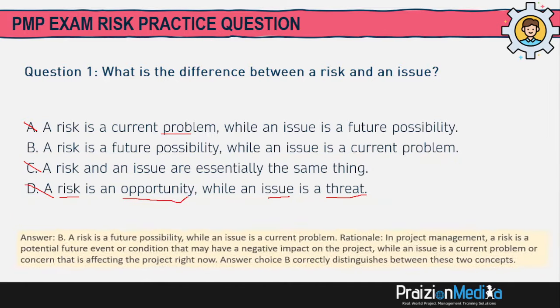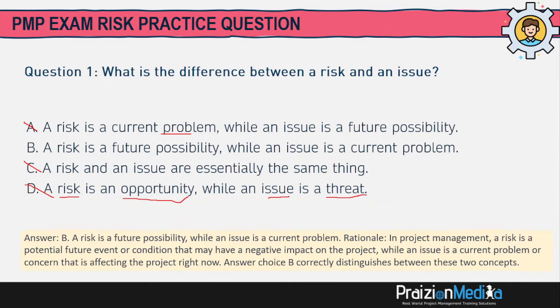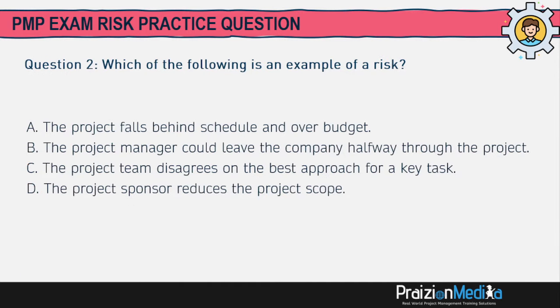A risk is a future possibility while an issue is a current problem. In project management, a risk is a potential future event or condition that may have a negative impact on the project. It could also have a positive impact though. But an issue is a current problem or concern that is affecting the project right now. Answer choice B correctly distinguishes between these two concepts. So hopefully you got that one. It's a very straightforward warm-up. Question 2. Which of the following is an example of a risk?